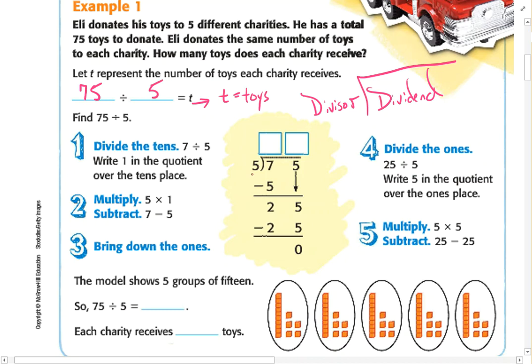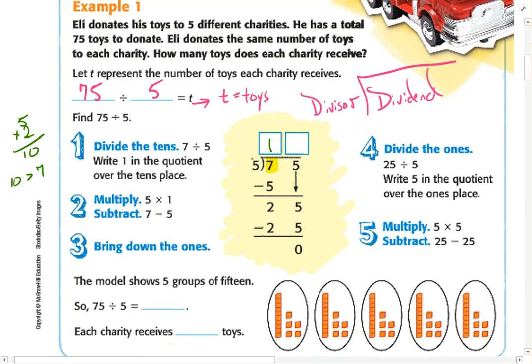First step is I need to look at just the 7. So I'm just looking at the 7 here and asking, how many times does 5 go into 7? Well, it can only go in there once, because if it goes in twice, 5 times 2 is 10. 10 is greater than 7, and so it is too much. It won't go in. So I divide 7 by 5 first. It goes in there once.